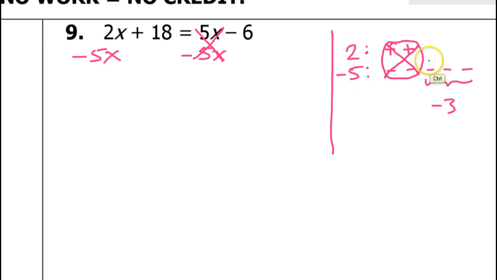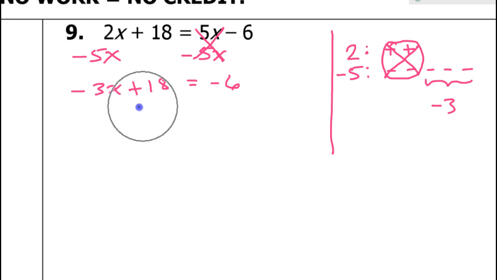So the idea is not to draw these pictures all the time, but to rather picture them in your mind to help you. Please do not rely on a calculator to do this. So this would be negative 3x plus 18 is equal to negative 6. Now that we have x only on the left side of the equation, the rest should be easy. Let's subtract 18 from both sides. Okay, and that's going to give us negative 3x is equal to.